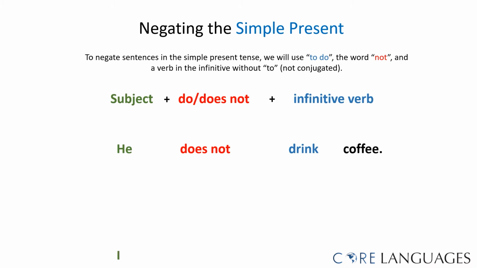Another example could be, I don't speak. To add more information to this sentence, we could say, I don't speak Spanish. I could also say, I do not speak Spanish.